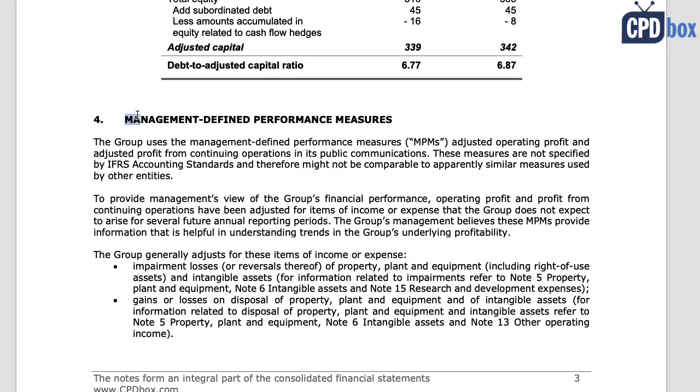So let me get back to the example of the notes and show here. The note 4 is dedicated to MPM. So here you can see that it says that the group uses two management-defined performance measures, adjusted operating profit and adjusted profit from continuing operations, and that they are not fully comparable with other entities.